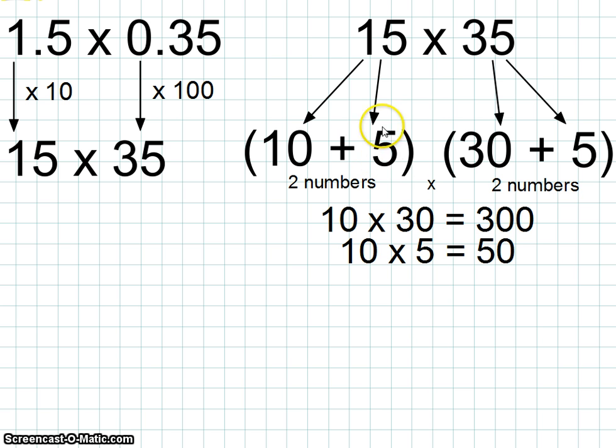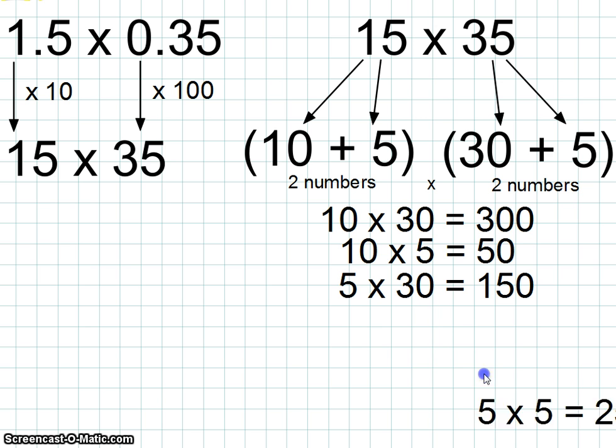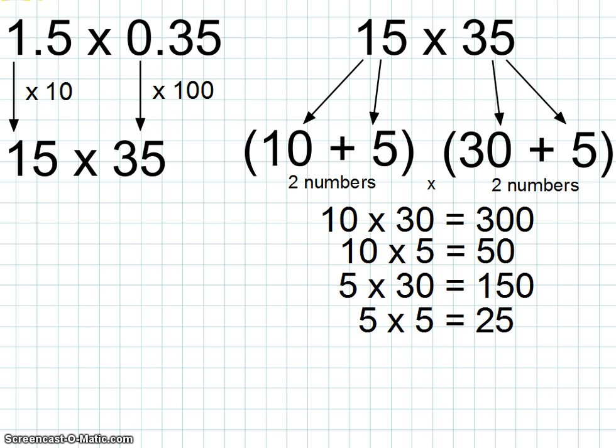Next, I might choose 5 from this group and 30 from this group. Well, 5 times 30 is 150. And lastly, 5 and 5. So 5 times 5 is 25. We came up with 4 number sentences where one number from this group and one number from this group are multiplied. And I don't think we can come up with any other different math sentences. So again, this 2 times 2, which equals 4, gave us that clue about how many different math sentences we can make.